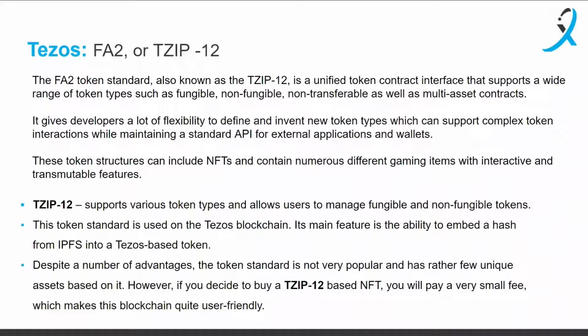The token structures can include NFTs and contain numerous different gaming items with interactive and transmutable features. And it supports various token types and allows users to manage fungible and non-fungible tokens as well. So this token standard is issued and used by the Tezos blockchain. Its main feature is the ability to embed a hash from IPFS into a Tezos-based token. Hashing is, again, like a security mechanism that keeps the integrity of the system in place.